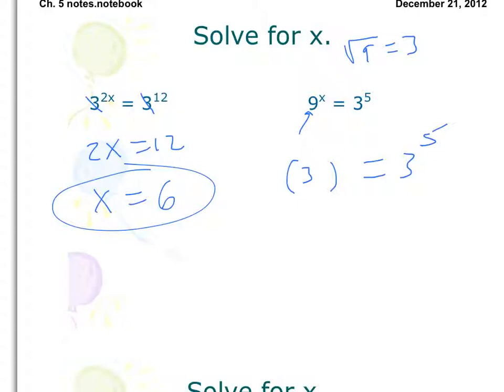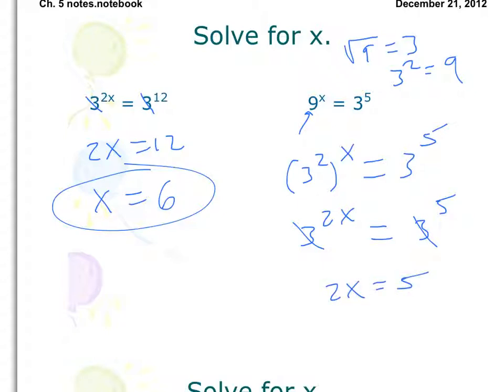The square root of 9 is 3, so I could say 3 squared is 9. Now that x is still on the outside of the parentheses, which I can just multiply through and do 3 to the 2x equals 3 to the 5th. There I get my common base. And what I can then solve is just 2x equals 5. To make that equation true, x would have to be 5 over 2.